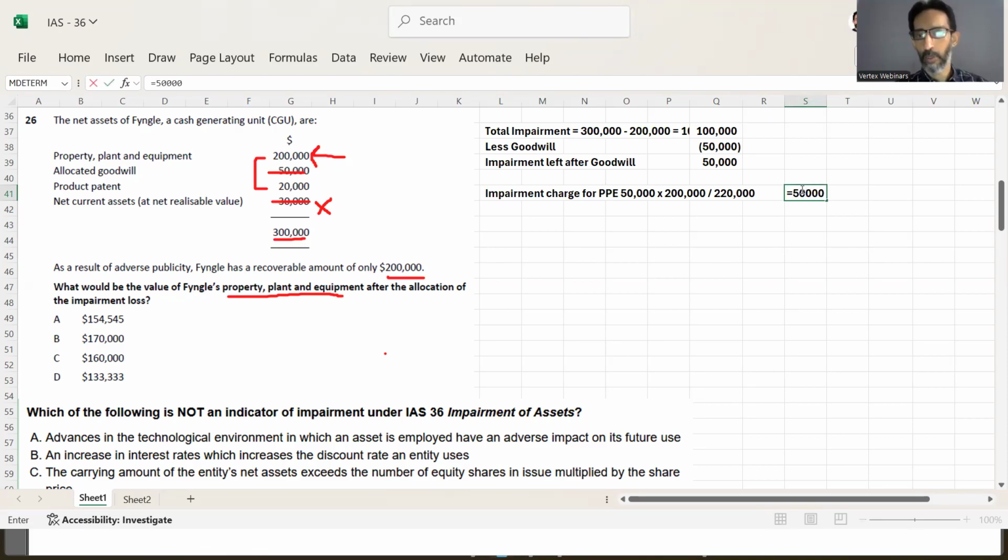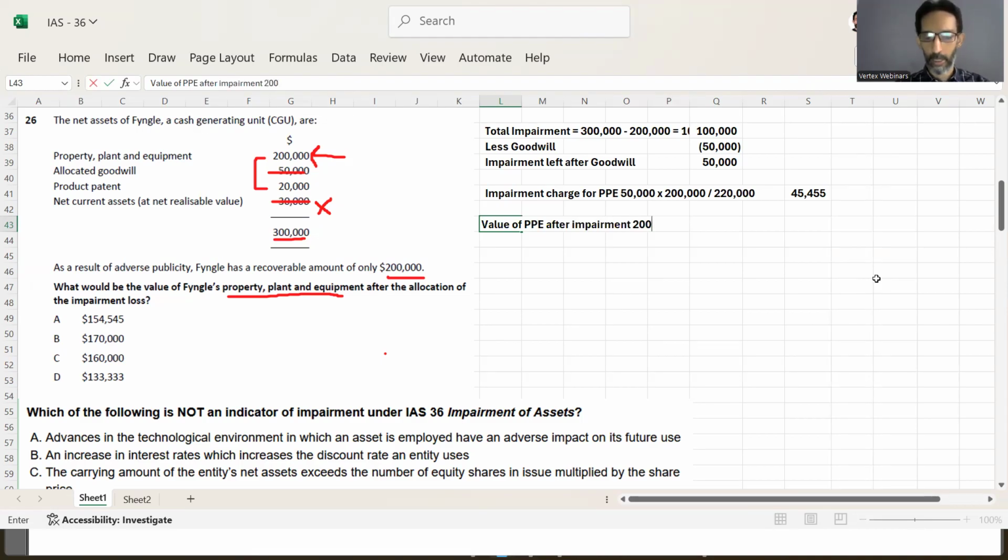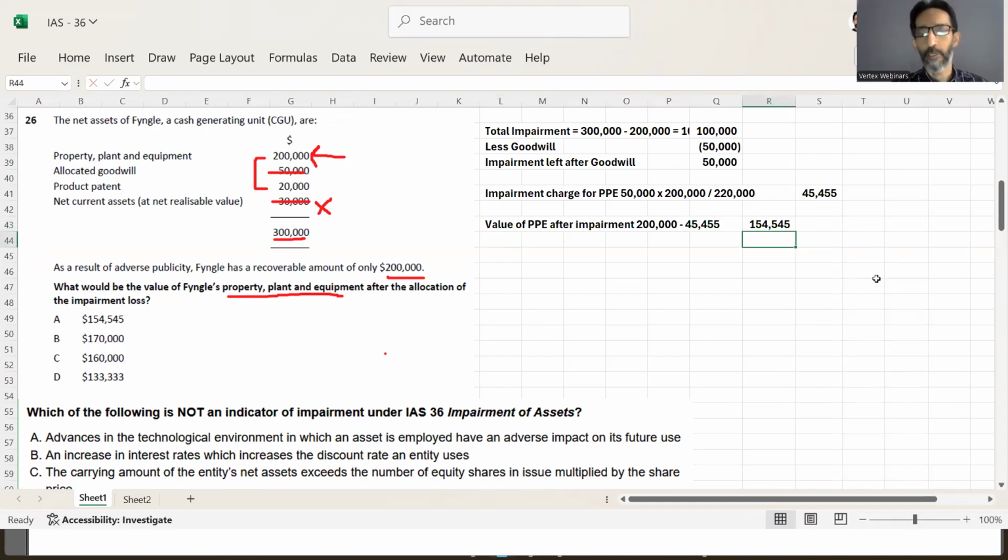So here we go, 50,000 into 200 divided by 220. That gives me 45,455. I can now calculate the value of PPE after impairment. It is 200,000 less the 45,455. So we can now get the answer here. 200,000 minus 45,455. So the answer is 154,545.